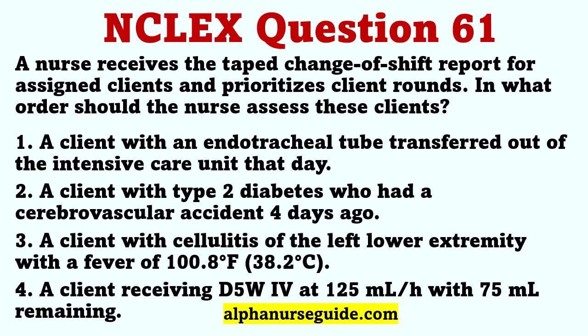A nurse received the taped change of shift report for assigned clients and prioritizes client rounds. In what order should the nurse assess these clients? 1. A client with an endotracheal tube transferred out of the intensive care unit that day. 2. A client with type 2 diabetes who had a cerebrovascular accident 4 days ago. 3. A client with cellulitis of the left lower extremity with a fever of 100.8 degrees Fahrenheit, 38.2 degrees Celsius. 4. A client receiving D5W IV at 125 milliliters per hour with 75 milliliters remaining.